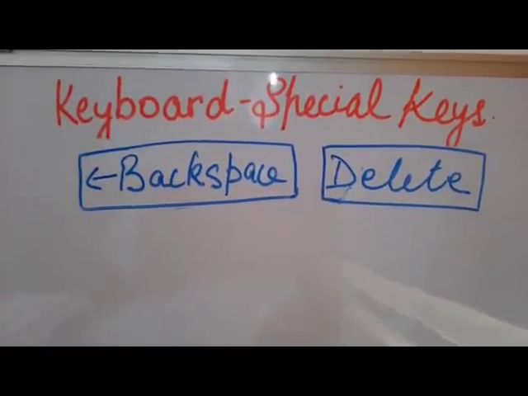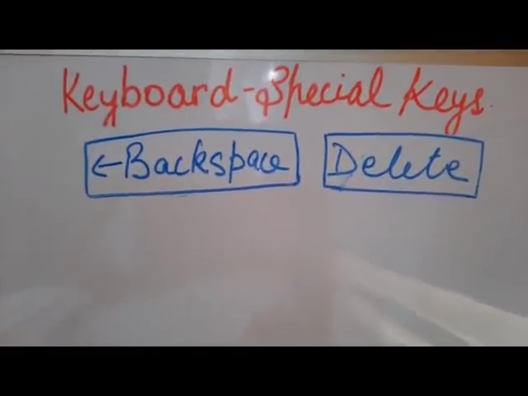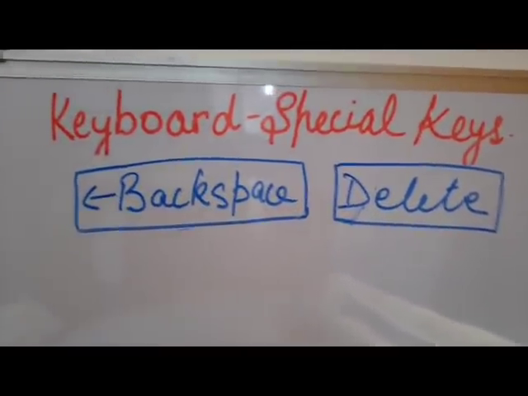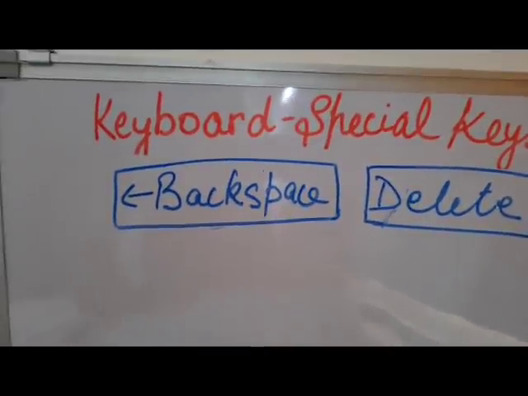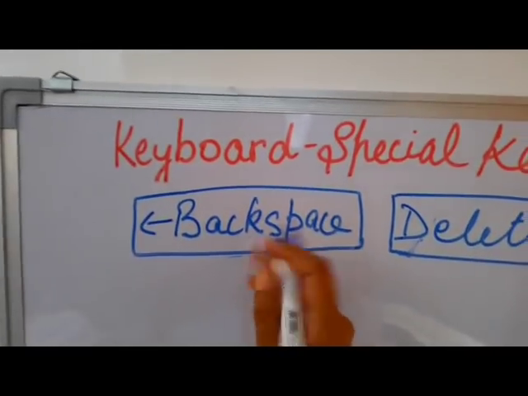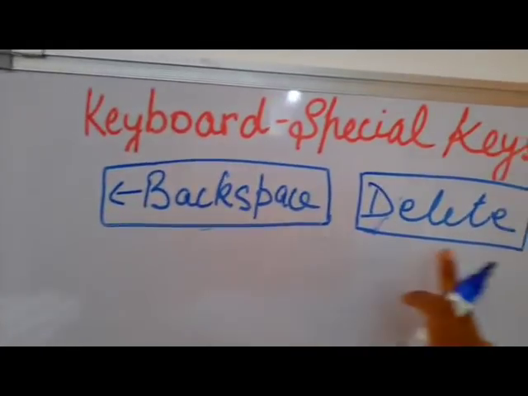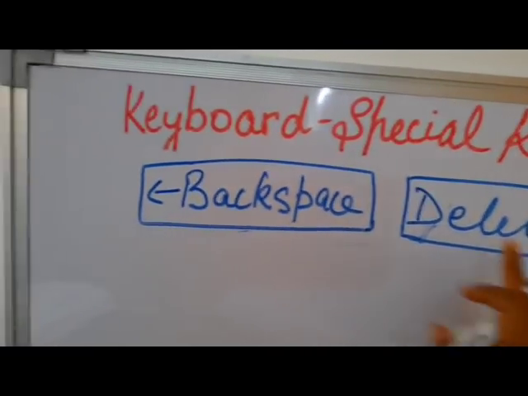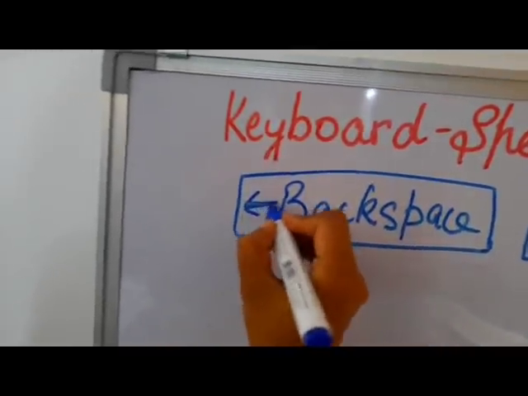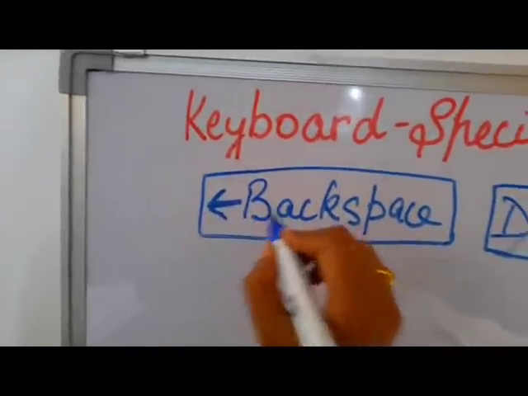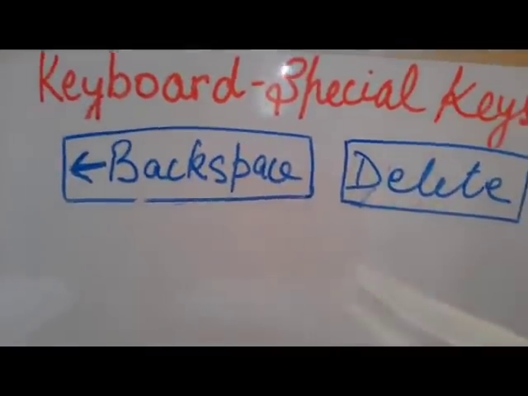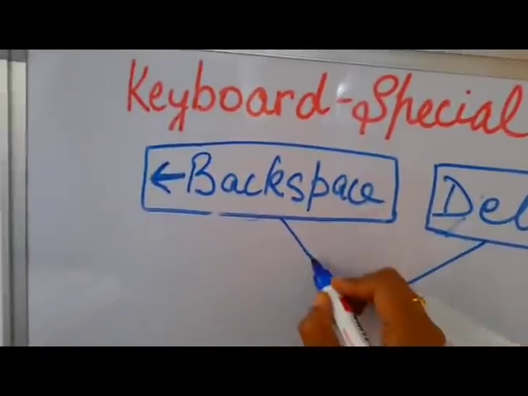So children, after the arrow keys, we learnt about the backspace key and the delete key. The function of both the keys is the same, to erase the mistake that you make while typing, but they work differently. There is only one backspace key on the keyboard and only one delete key on the keyboard, right? A backspace key has an arrow like this which is going towards the left side. So in some keyboards you will find backspace written on it, and in some keyboards you will only have this back arrow.